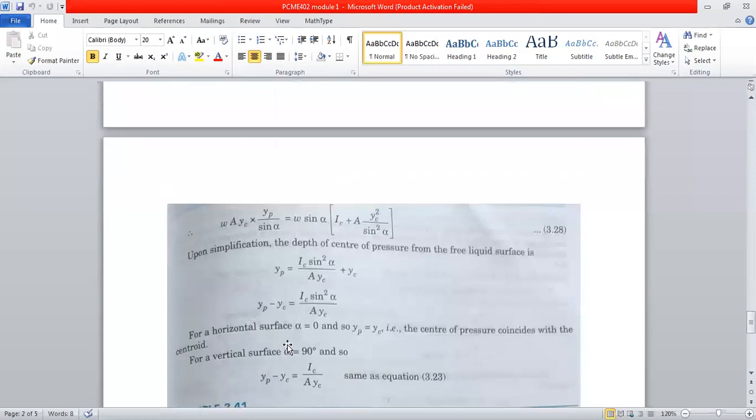When alpha equals 0, that means sin alpha equals 0. So YP minus YC equals 0, so YP equals YC. When alpha equals 0, depth of pressure and depth of centroid will be the same. And when alpha equals 90, sin square alpha equals 1, so YP minus YC equals IC by AYC.